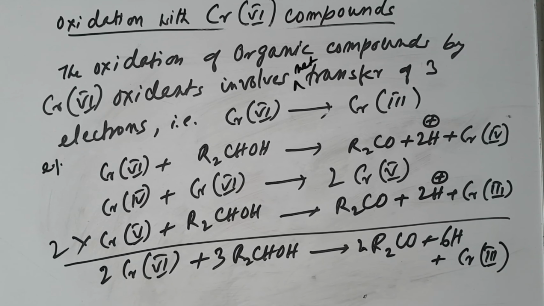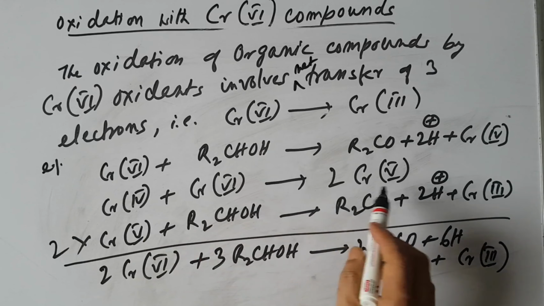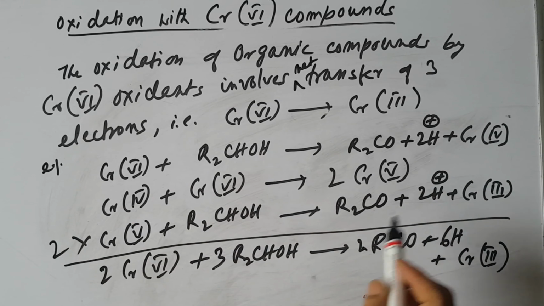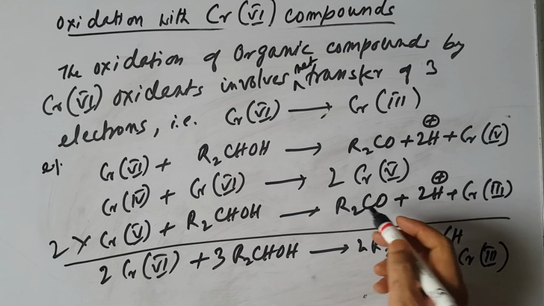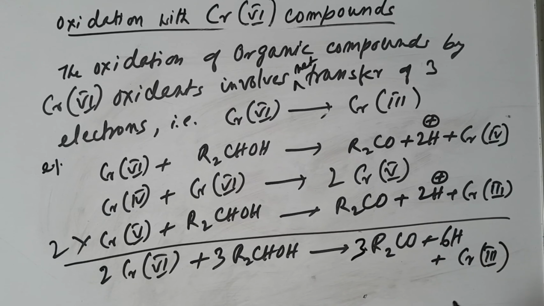But in this stage, actually 2 electrons are transferred. So from here 6 to 4, and then 5 to 3 like that. So overall reaction is like this: 2 molecules of chromium 6 compounds can oxidize 3 molecules of secondary alcohols to ketones. So this is about the reaction. So let's take it one by one.